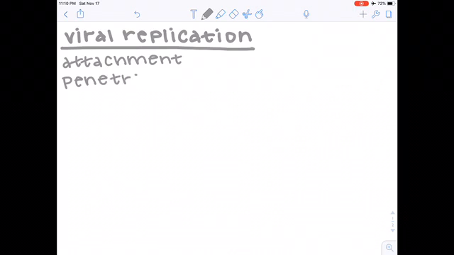Obviously the virus can't do anything to the cell if it's on the outside of it, so it has to get in somehow, and that's what occurs in this step. The next step is uncoating.